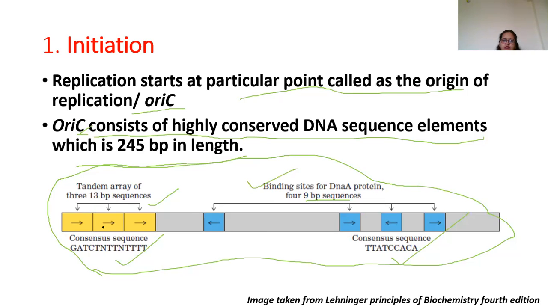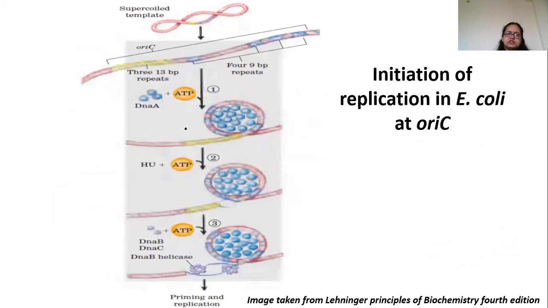Now with the help of this diagram, we can understand the initiation of replication in E. coli at oriC. This is the supercoiled template, the DNA of E. coli. It has consensus sequences, and this is the origin of replication site. Now in this second figure, this origin of replication is stretched here.